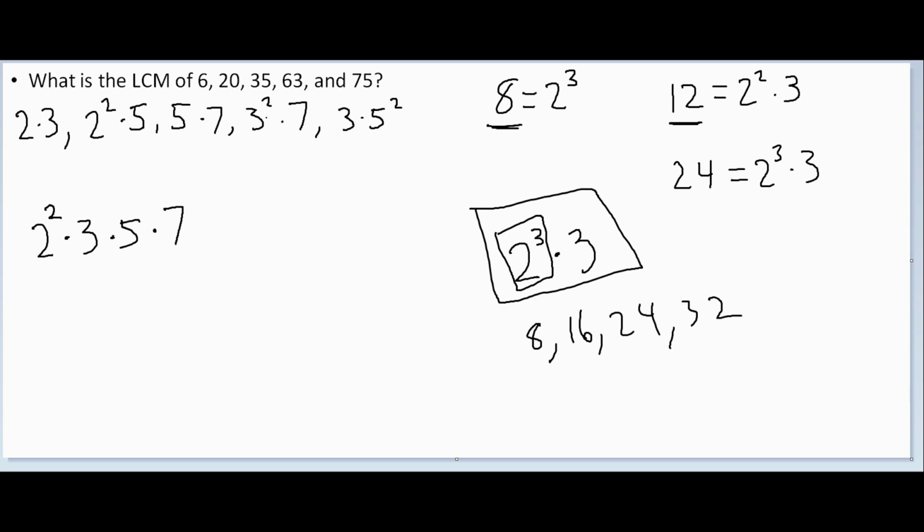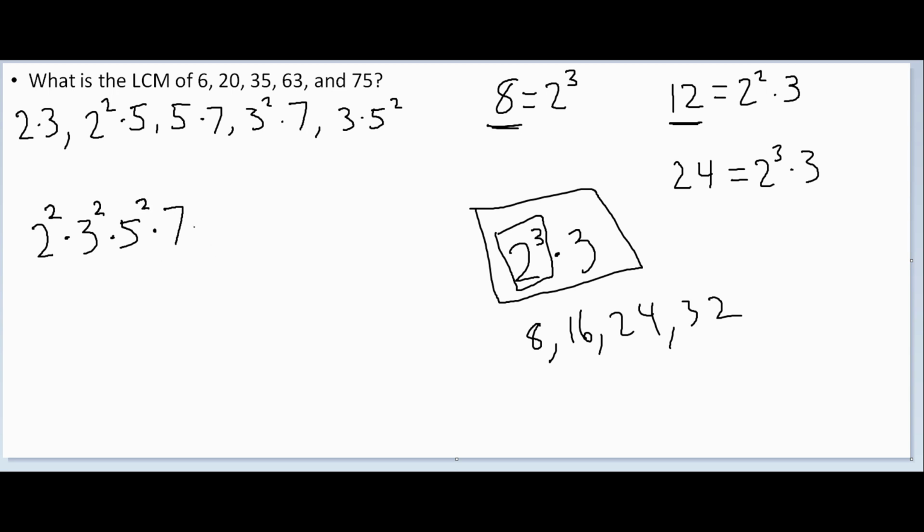The next number, we've got a 3 squared and a 7, so we need one more factor of 3, so that's 3 squared. There's already a 7, and then we need a 3 and a 5 squared to cover 75. We've already got plenty of 3's, so we'll throw in a 5 squared.